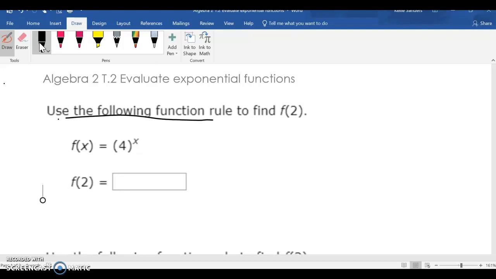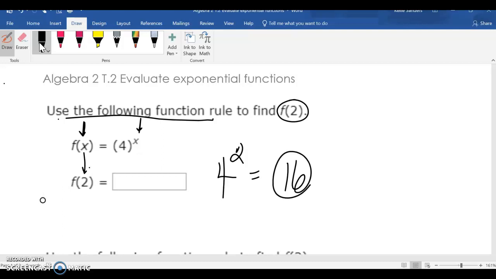So it says use the following function rule to find f of 2. So see that this is an x and this is an x. What is x replaced with? A 2. So what are we going to replace our x with? A 2. And what is 4 squared? 16, and that's it.